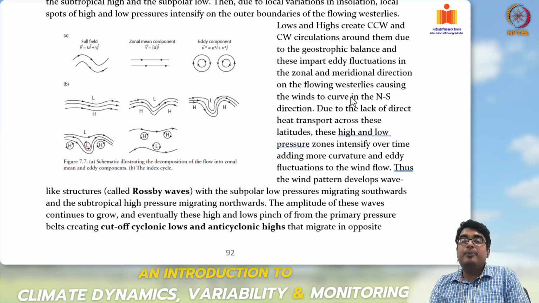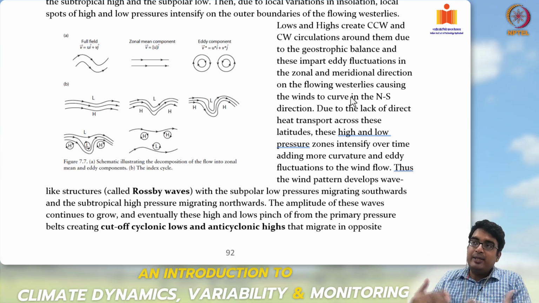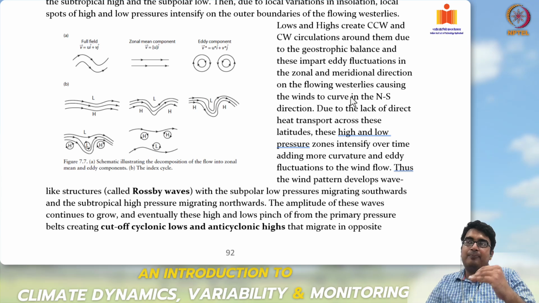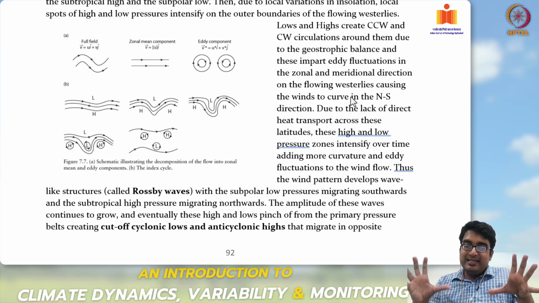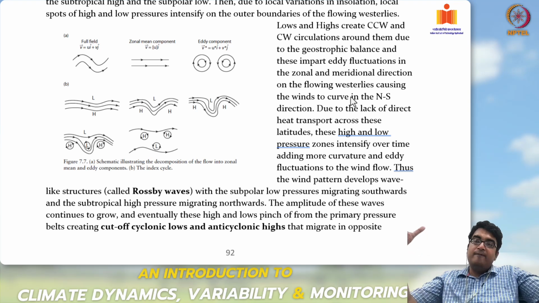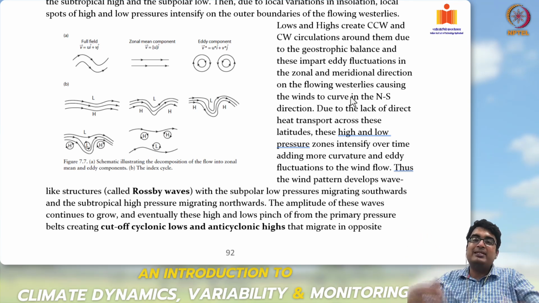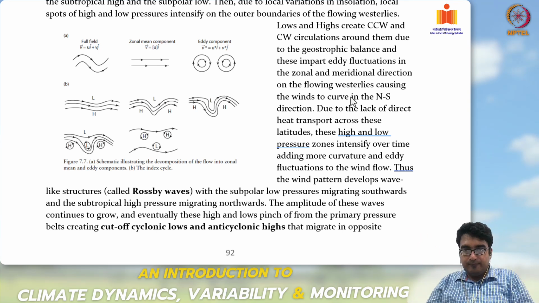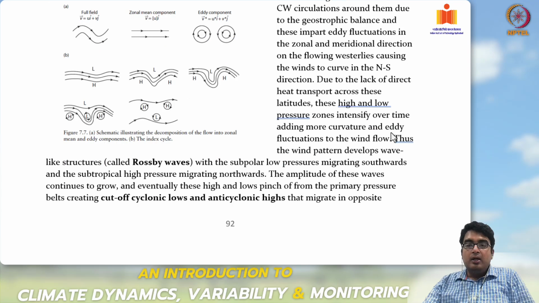Why do these perturbations intensify? They intensify because there is no other way to transport heat from the subtropics to the poles, and hence these perturbations intensify and then physically transport heat through these cyclonic and anticyclonic circulations. Thus, the wind pattern develops wave-like structures.